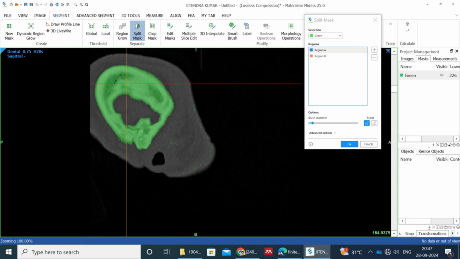So what we need to do in the split mask tool, you can see there are two regions. We are interested in two regions. Region A means we want to separate the mandible. Region B is from the skull. So we need to select the mandible.